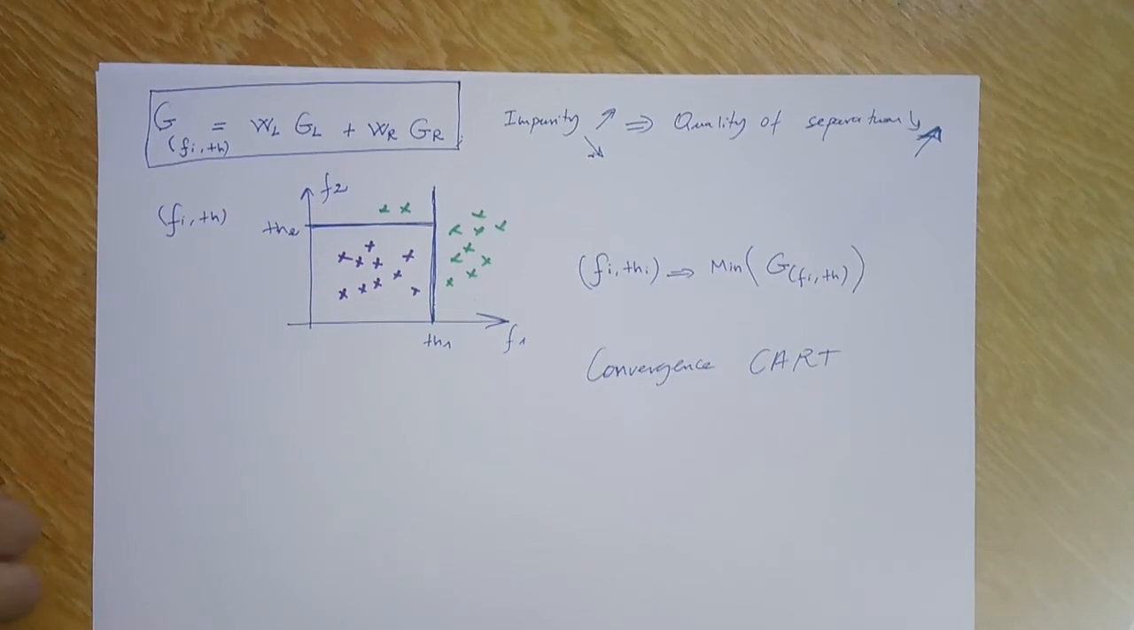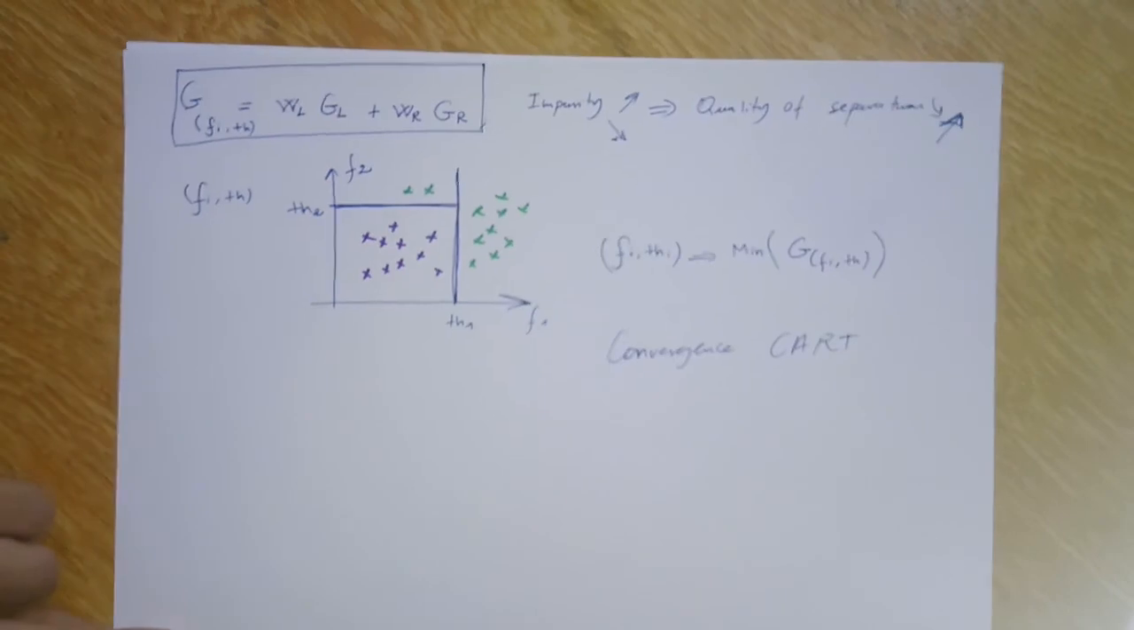And of course, it is possible to define other conditions of convergence for the CART algorithm, because when we let the CART algorithm just separate the data as it wants, then we get a problem of overfitting the data. This is another topic that I would probably discuss in the next videos.